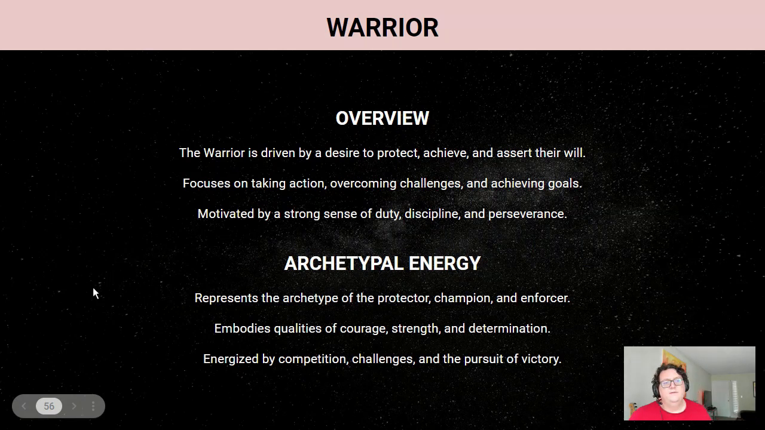So the warrior, overview of the warrior. The warrior is driven by a desire to protect, achieve, and assert their will. They focus on taking action, overcoming challenges, and achieving goals. They're motivated by a strong sense of duty, discipline, and perseverance. They represent the archetype of the protector, champion, and enforcer. They embody qualities of courage, strength, and determination. They're energized by competition, challenges, and the pursuit of victory.